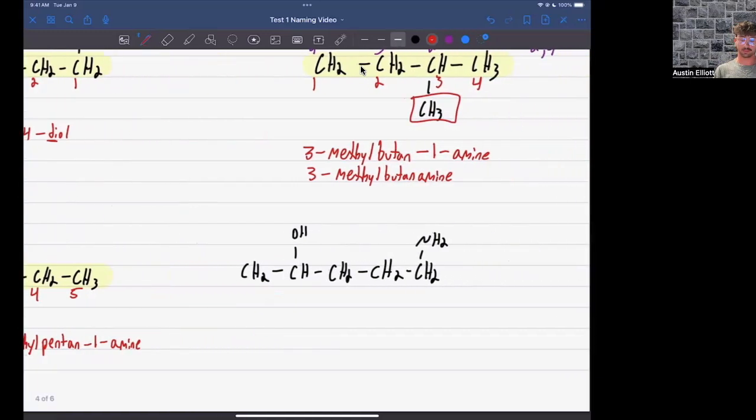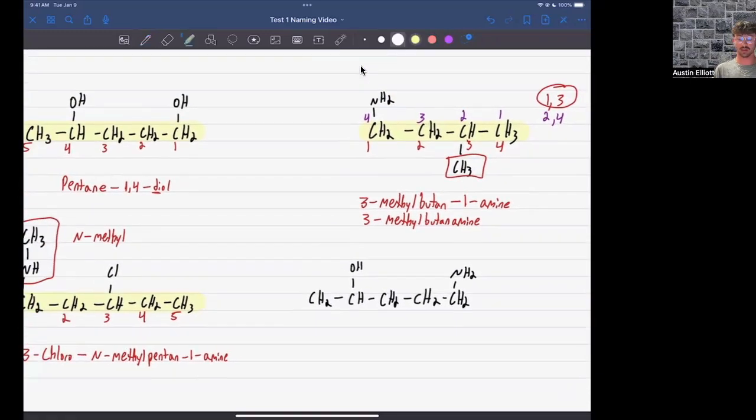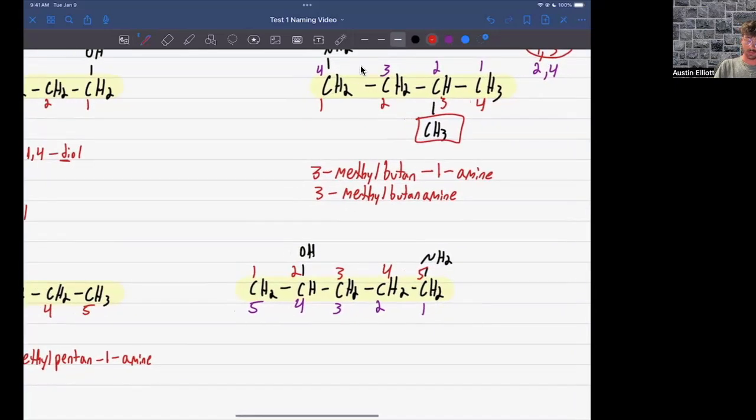Now we're going to move into a special case of when we have an alcohol and an amine group together. So we're just highlighting the main chain and we're going to number. So we're going to go 1, 2, 3, 4, 5. Or we're going to go 1, 2, 3, 4. So like I mentioned earlier, alcohol has greater priority than NH2. I have to remember that.